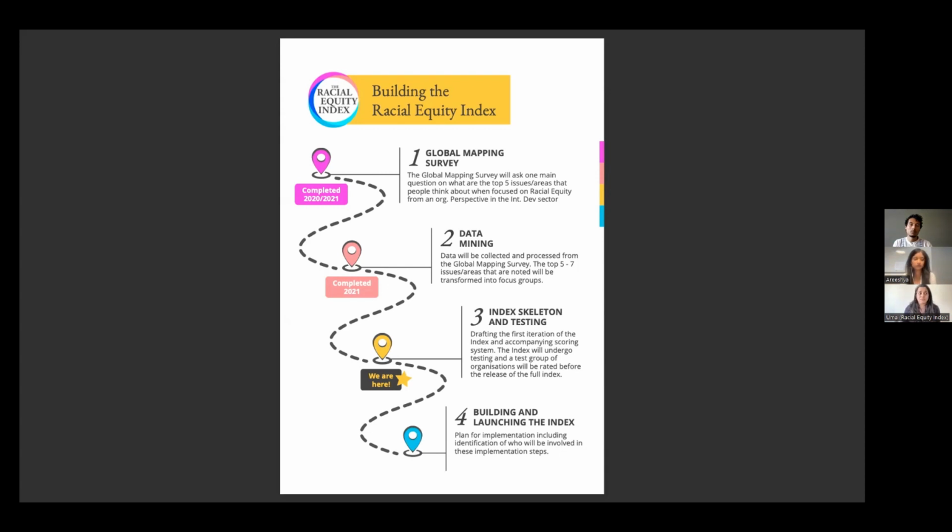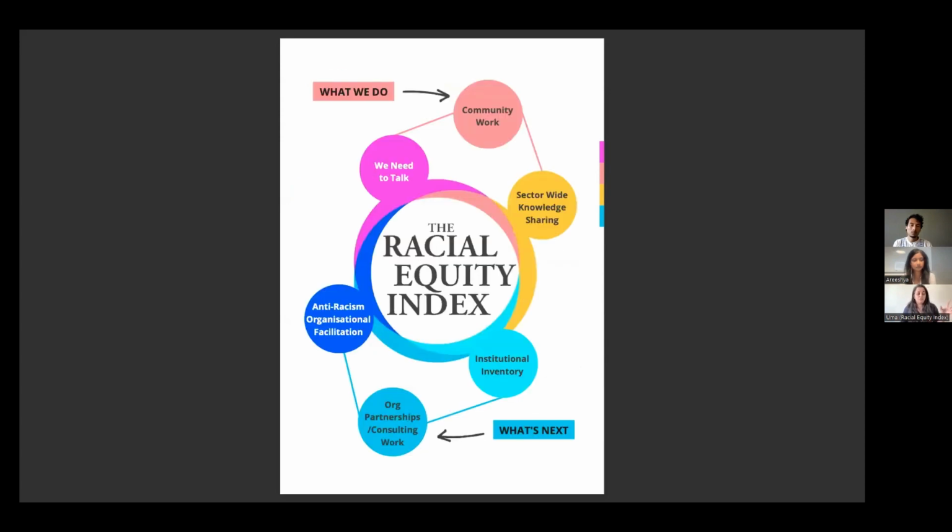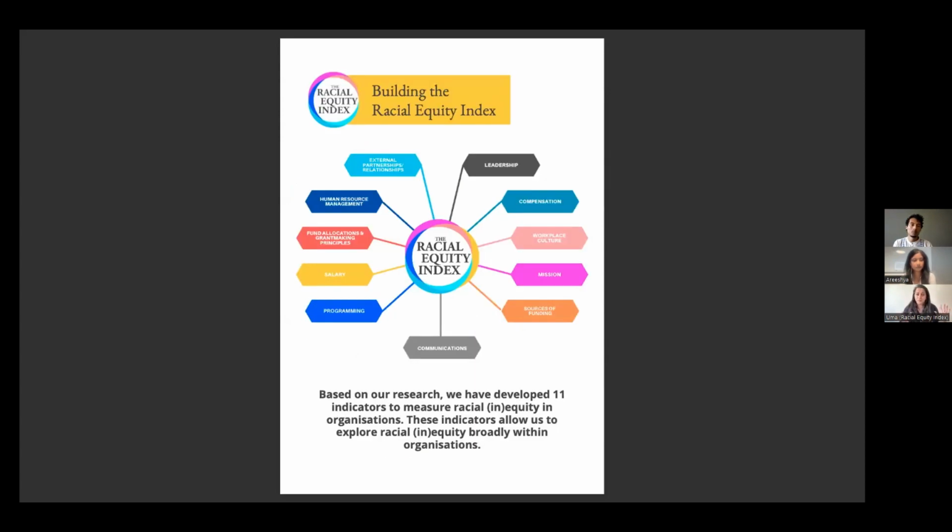We translated the survey into 10 languages. We received responses from over 80 countries, and we were able to mine the data to build what we call our index. I'm just going to go through a little bit in terms of our indicators and then what we're trying to do here.